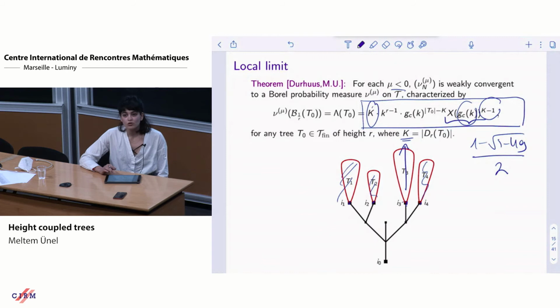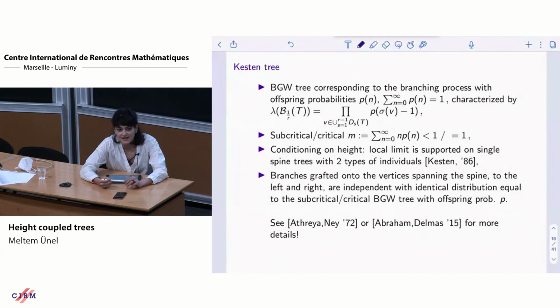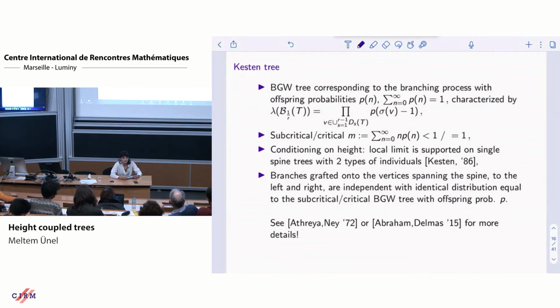Okay, so this doesn't look very different from what we know from the local limits of finite trees, and it actually turns out to be equal to Kesten's tree. This is just to be complete in what I'm presenting.